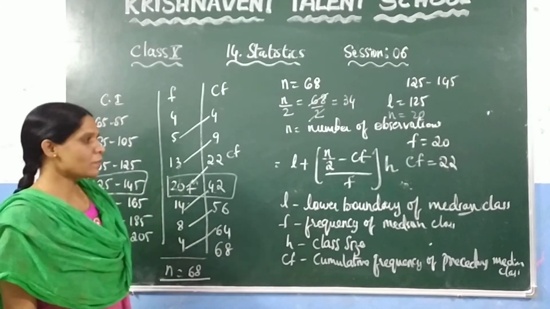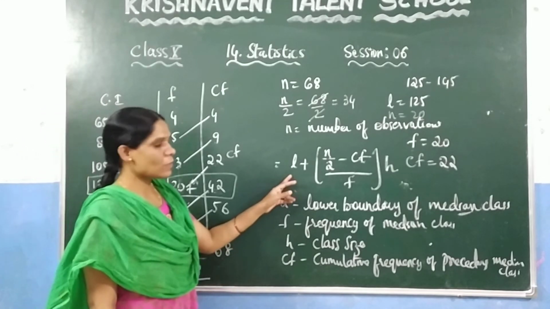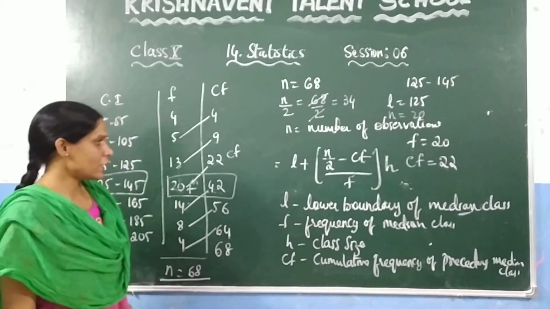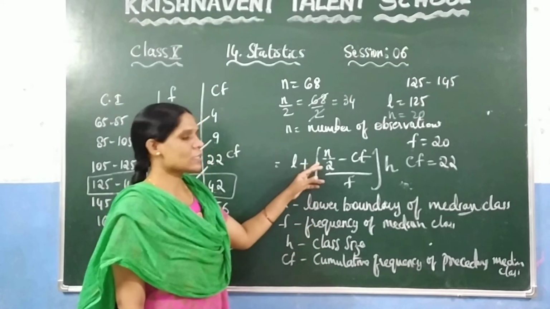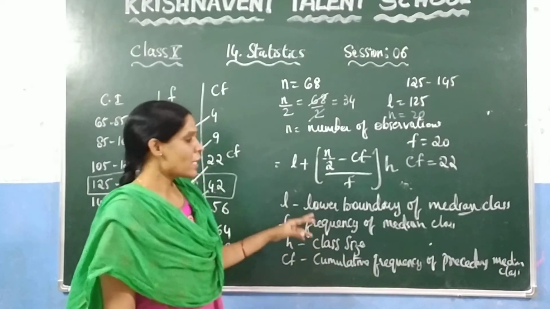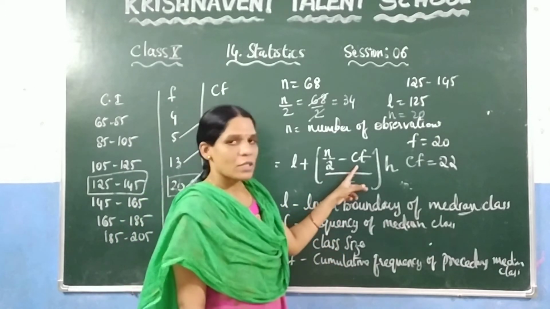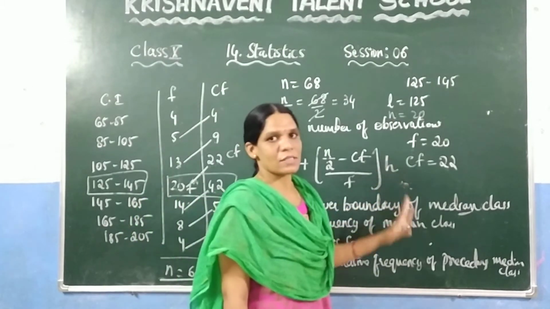Again, how do you find the median if you have given the group data? You can find the median by using the formula L plus (n by 2 minus CF) by F into H. And here L is nothing but the lower boundary of the median class, n is nothing but the number of observations, F is nothing but the frequency of the median class, CF is the cumulative frequency of the preceding median class, and H is the class size.